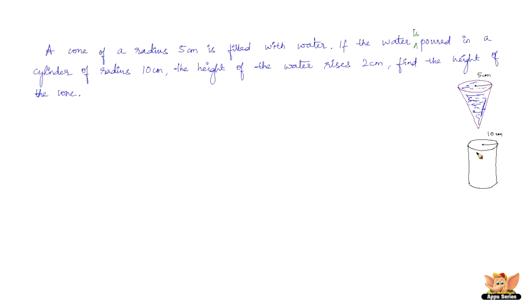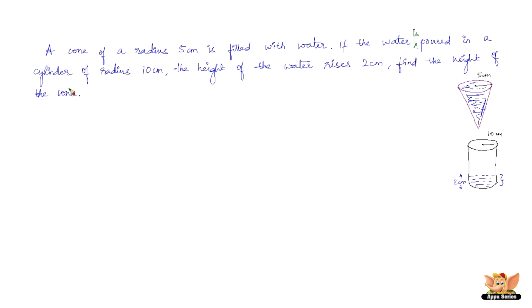So as far as this cylinder is concerned, when the water in this cone is poured into this cylinder, it just rises only 2 centimeters. So say something like this. There is only this much water. So this height is 2 centimeter. So now this volume of the water in the cylinder should be equal to the entire volume of the cone. So using this data, let us find the height of the cone. The most important thing to remember here is that the volume of the water in the cylinder is equal to the entire volume of the cone. So let us start solving the problem.